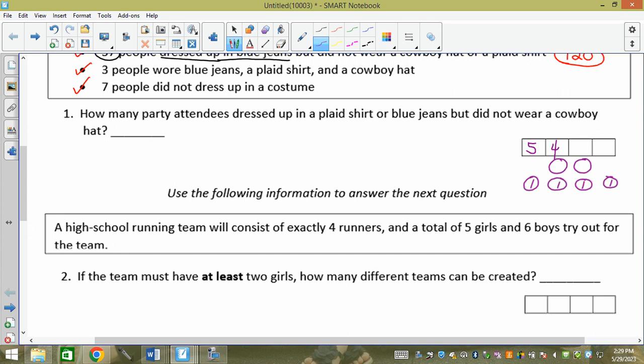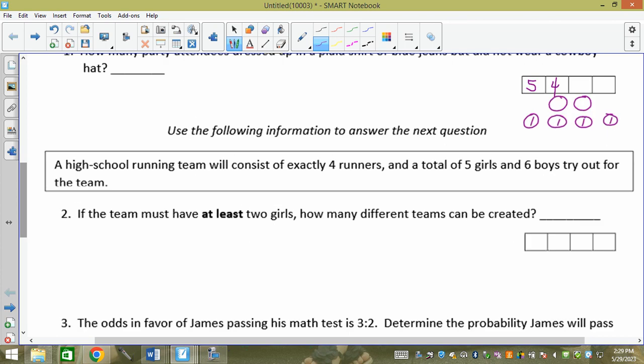High school running team consists of exactly 4 runners. Total 5 girls, 11 boys, or 6 boys. It's just how many people? 11. There were 11, and no one said it. Okay. Describe the team. If the team must have at least 2 girls, what unit are we in? Arms and palms. It has to have at least 2 girls. At least or at most.